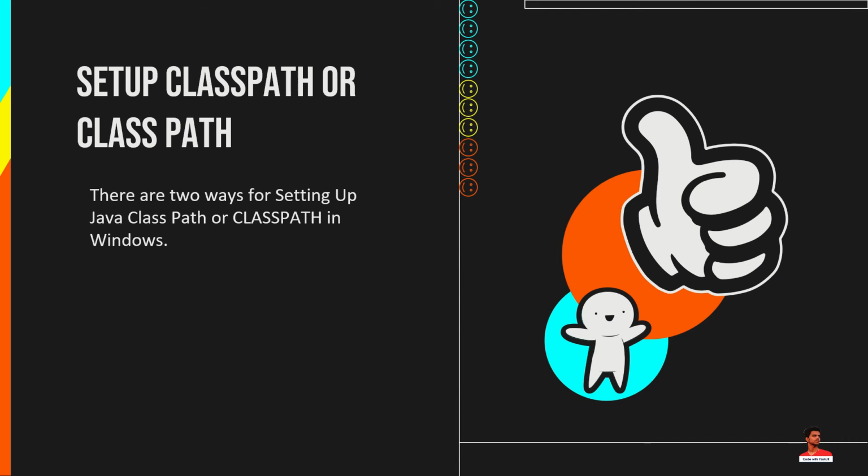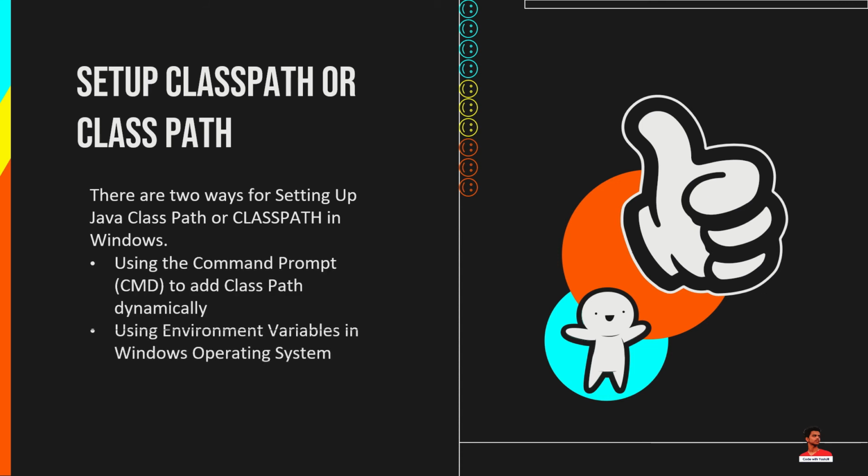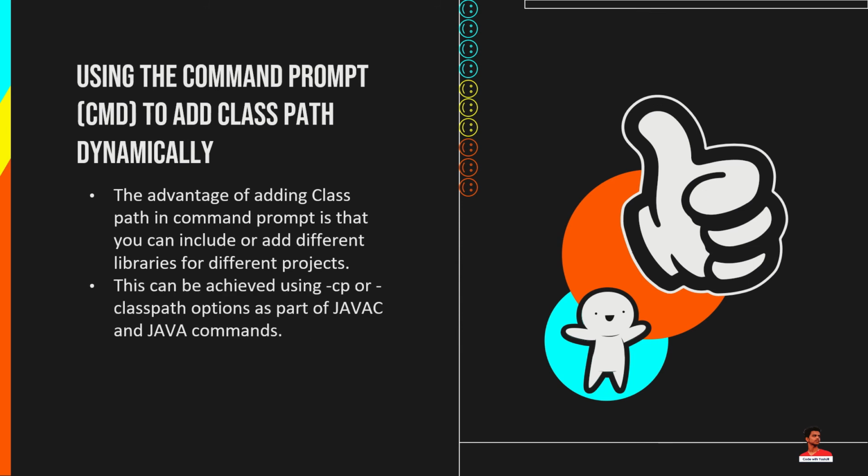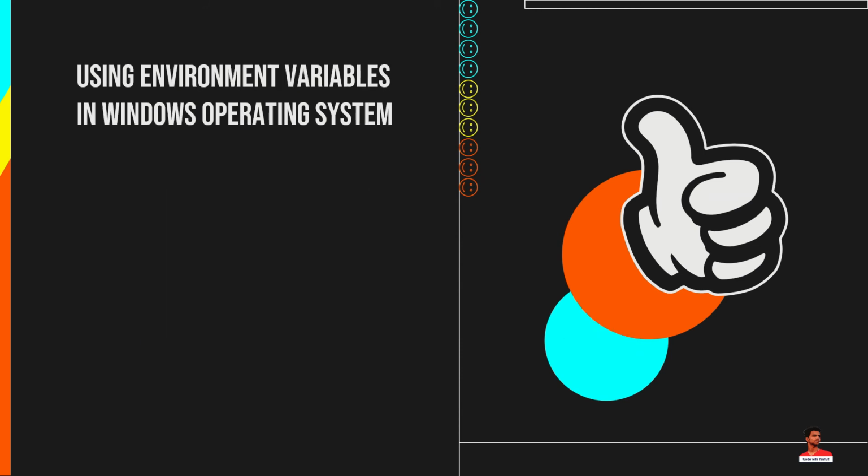There are two ways of setting up Java class path in Windows. First is using command prompt to add class path dynamically. Second is using environment variables in Windows operating system. The advantage of adding class path in command prompt is that you can include or add different libraries for different projects. This can be achieved using CP or class path options as part of javac and Java commands.